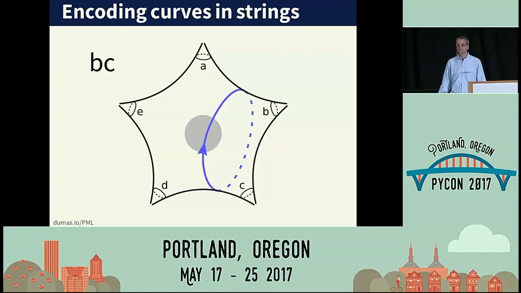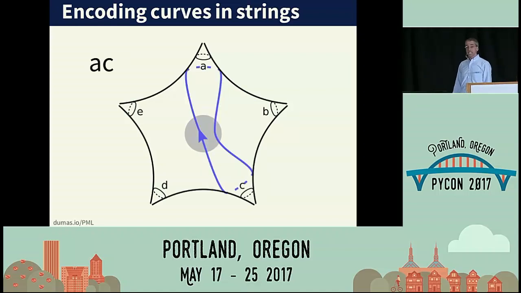BC represents this other curve, another one of the 5 basic ones that goes around 2 of the punctures. AC is another example of a simple curve. And this is a good time to note that all the curves I've drawn so far are oriented. They specify a direction in which you should travel. If you reverse the orientation of the curve, that is equivalent to reversing the string, but also switching lowercase and uppercase. So CA would represent the same curve with the opposite orientation.